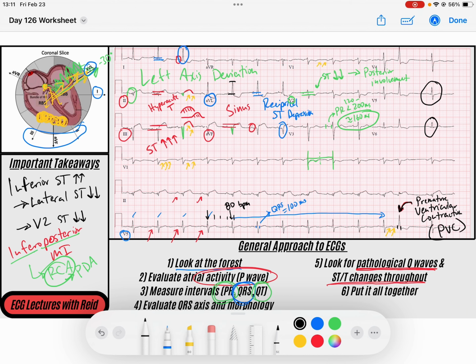Alrighty, so let's put this all together, and what do we have? We have a sinus rhythm at a rate of 80 beats per minute. We have left axis deviation that is best explained by inferior ST segment elevation in my inferior leads 2, 3, and AVF, with some posterior extension as evidenced by depression in V2, and reciprocal changes in my high lateral leads 1 and AVL. So this is all very concerning for an infero-posterior myocardial infarction. And let's not forget that we have a single premature ventricular contraction.